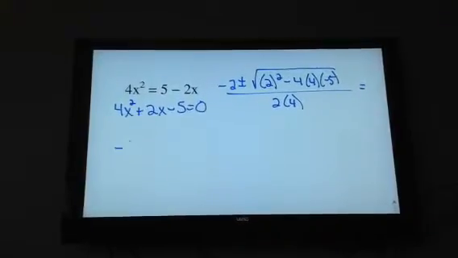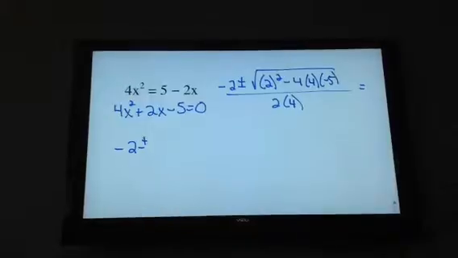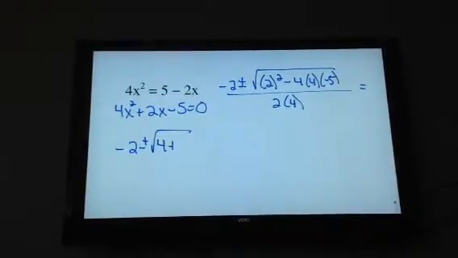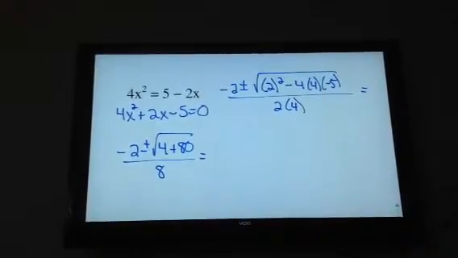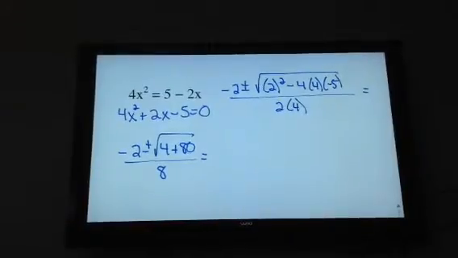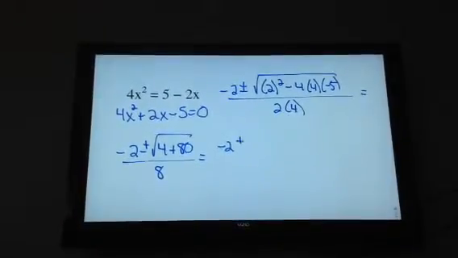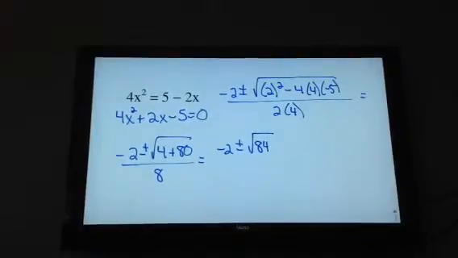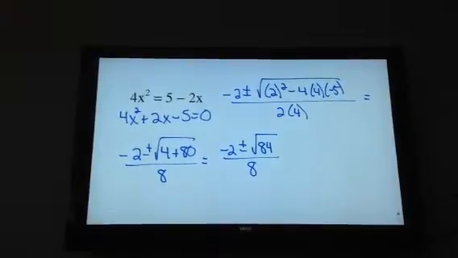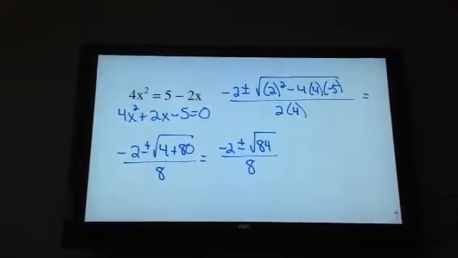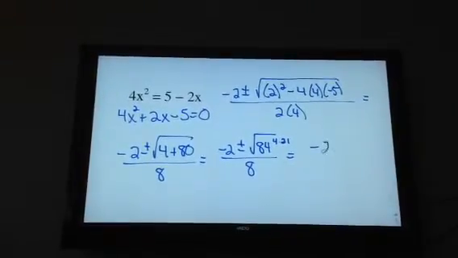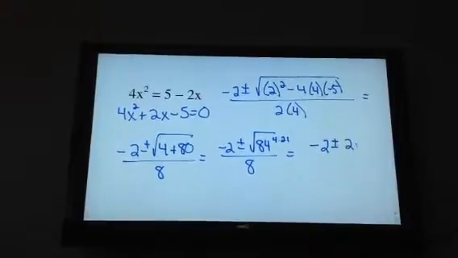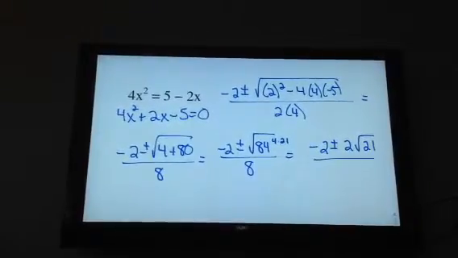So I have negative 2 plus or minus the square root of 4 plus 80 over 8. Oh good, does what I want. So I have negative 2 plus or minus square root 84 over 8. 84 is not a perfect square, but contains a perfect square of 4 times 21. So I have negative 2 plus or minus 2 square root 21 over 8.